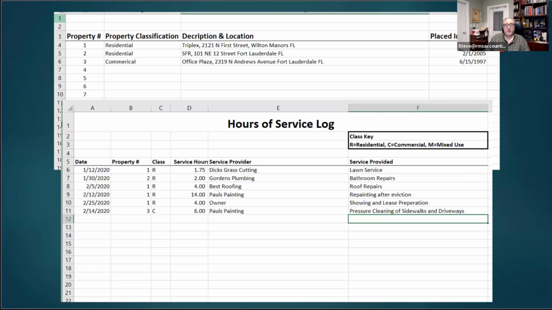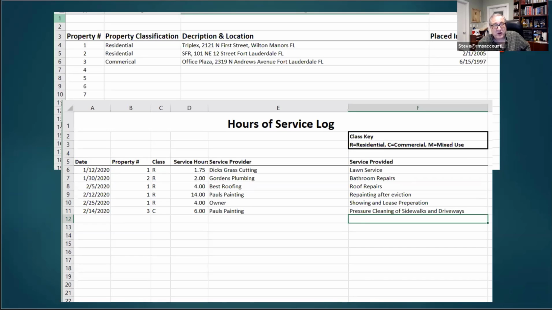To give you an idea, we put together this little spreadsheet we track it on. So I have 3 activities here. The activities are my triplex, my single family home, and my commercial property. And I track which property it's on. Is it on property 1, 2, or 3? I can sort this because it's in a spreadsheet. I had Dick's cut the grass. They spent 1.75 hours. They were on property 1. On property 2, we had to have some plumbing done. That was 2 hours. On property 1 again, there was some roofing and some painting. And I spent some time as the owner showing it and leasing it. We'll be able to figure this.